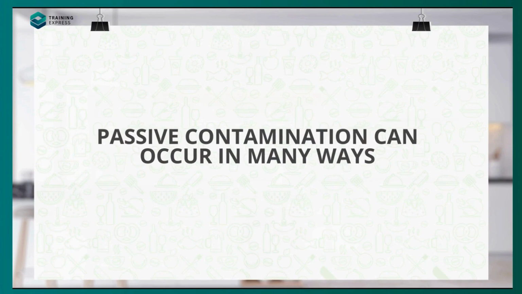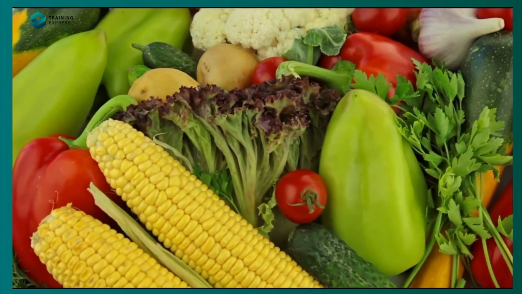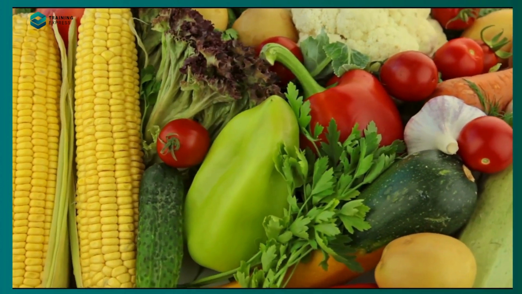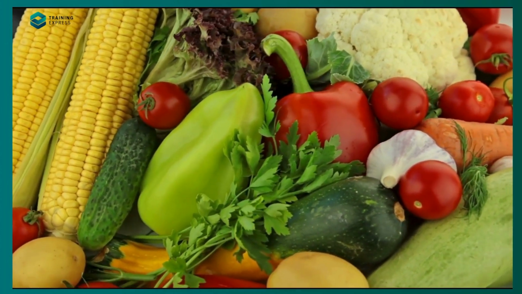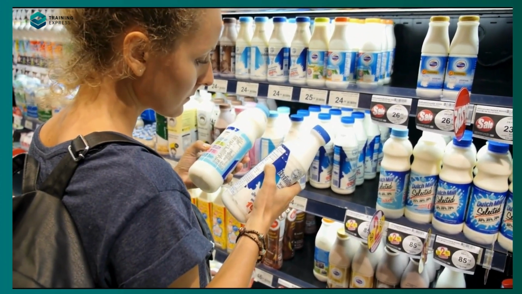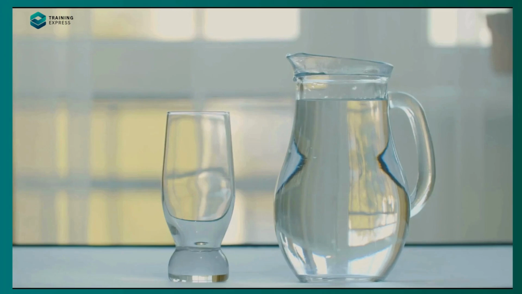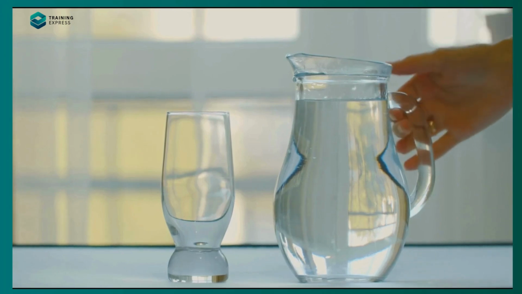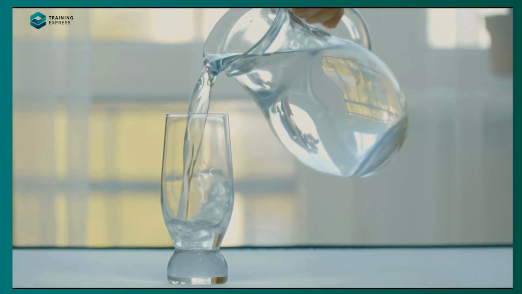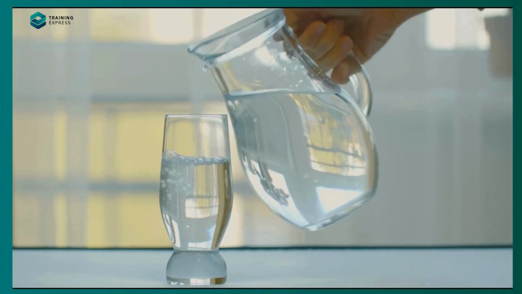Let's look at a few examples. Uncooked fruit and vegetables can become contaminated by soil or airborne microorganisms. Insects can contaminate them with urine and feces. Milk and dairy products can become contaminated automatically when stored for long periods or left unattended. Water can become contaminated when left stagnant. All of these are passive contamination. We hope you now have a clear understanding of how contaminations occur.